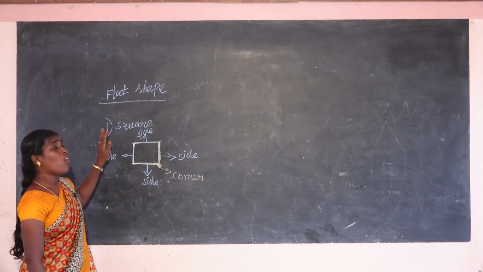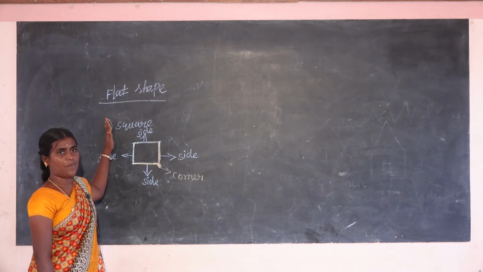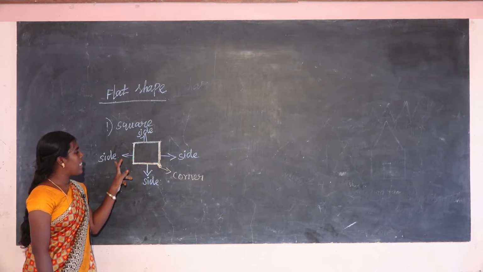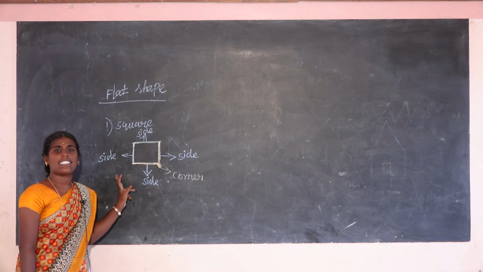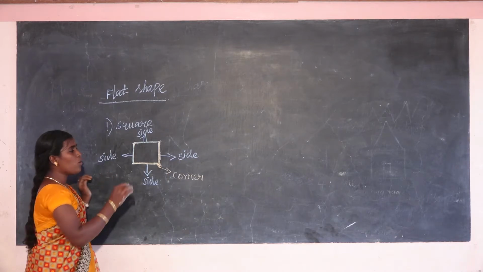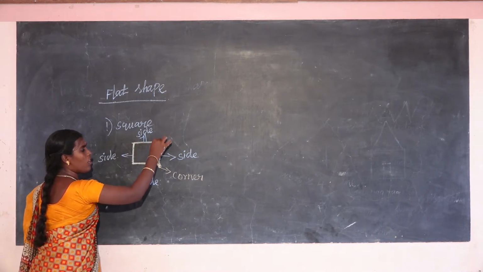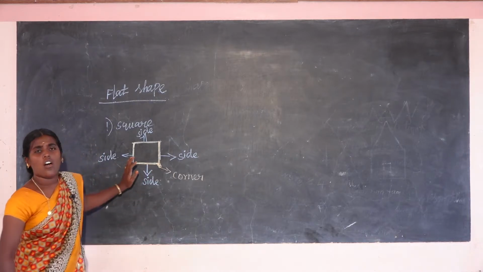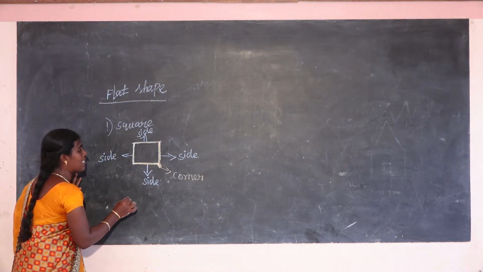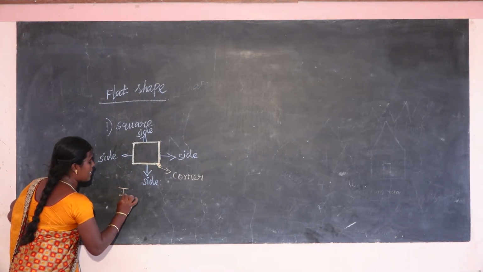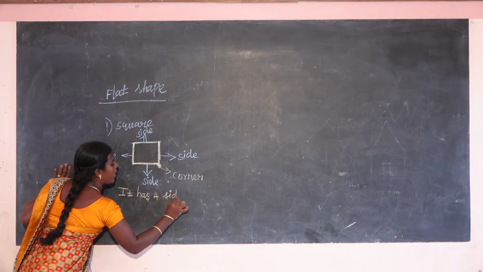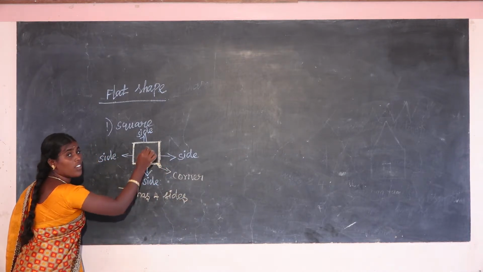Now, what are the features of a square? A square has how many sides? Everyone, count: 1, 2, 3, 4. How many sides are there? It has 4 sides. How many sides does a square have? It has 4 sides.